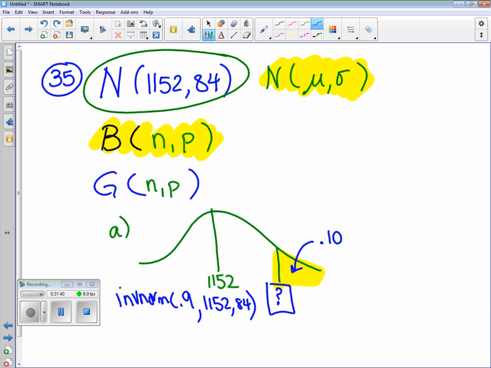So a picture and what I typed into my calculator must both be there with the correct answer for full credit. And they got 1,259.7 pounds. Is that what you get? Yeah. Okay, good.